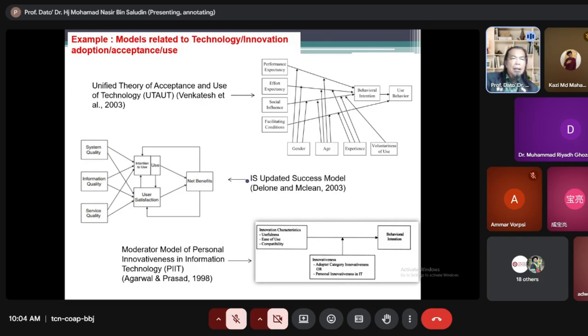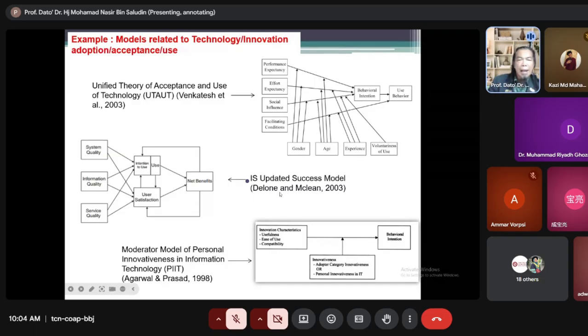That is the figure model related to technology innovation, adoption, acceptance, the unified theory of acceptance and use of technology, UTAUT. You see here that is performance expectancy, effort expectancy, social influence, facilitating condition. The first three go to behavioral intention, and then facilitating condition goes to use behavior. Then they have the demographic variables: gender, age, experience, voluntariness of use.